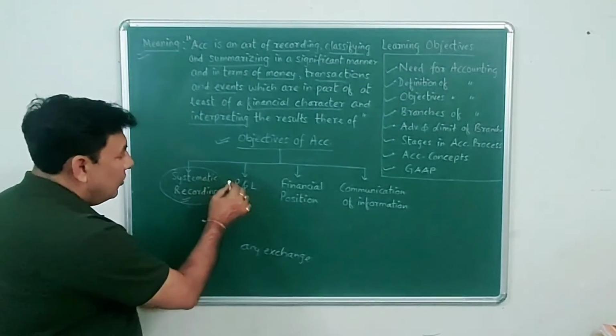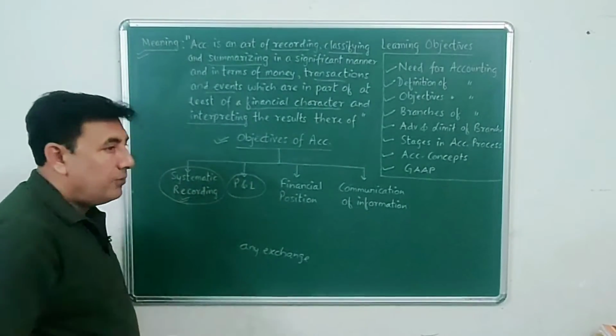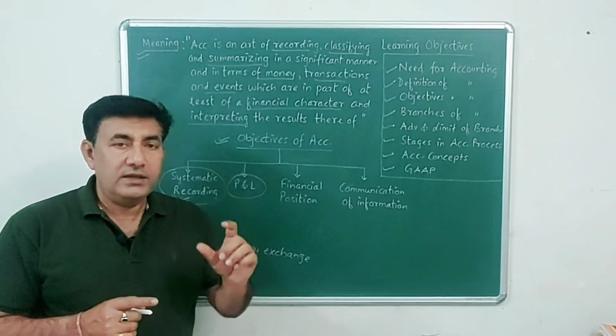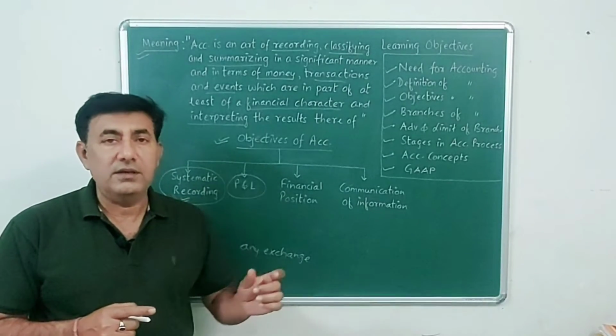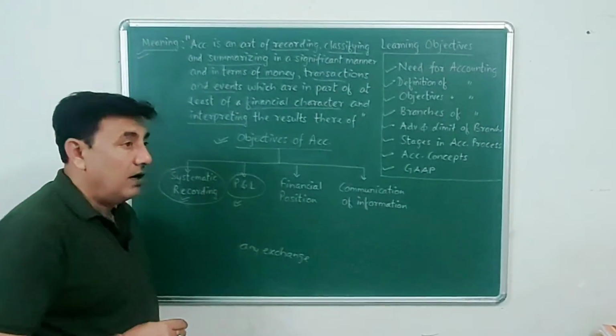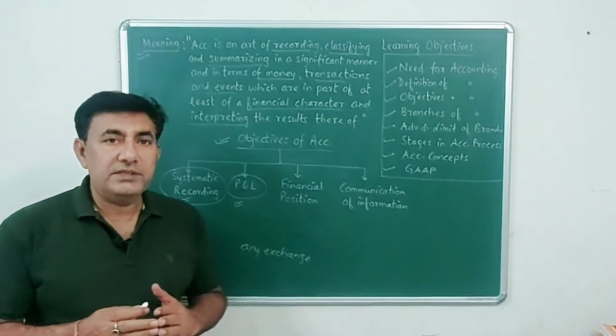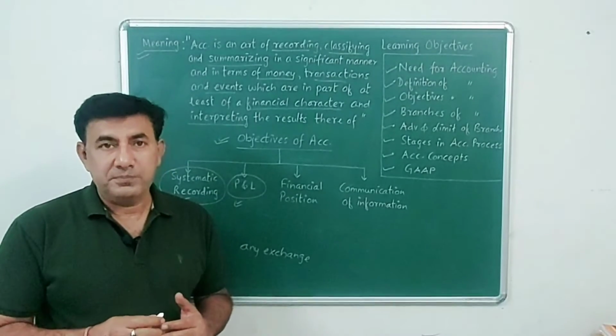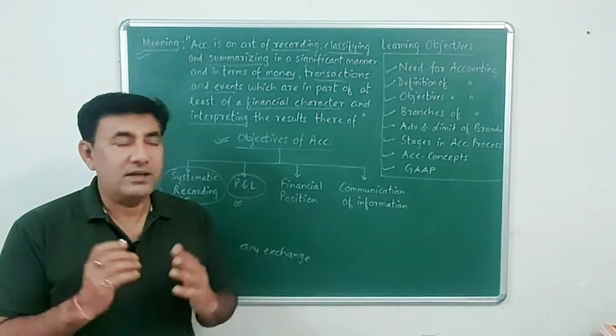Then comes the second objective, to find profit or loss, whether the business has incurred profit or loss for the year. This is very important as far as the owners are concerned, because they have invested so much money in the business and they would like to earn profit, not loss, bad luck.